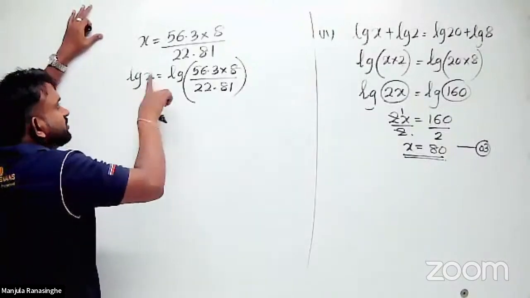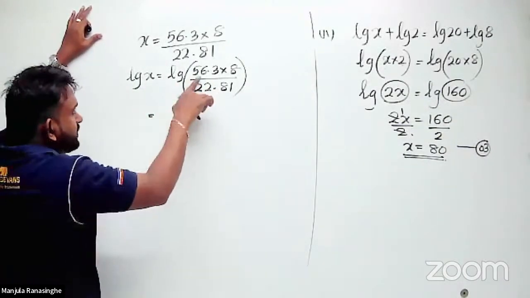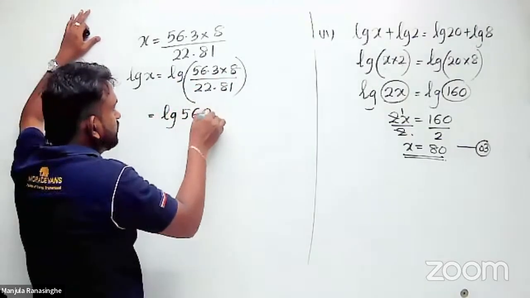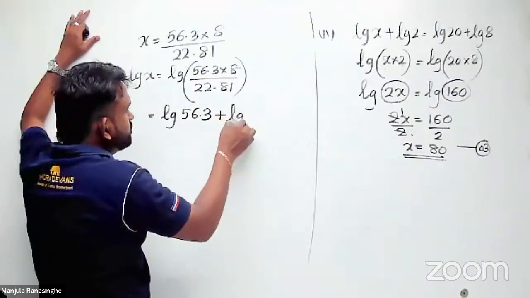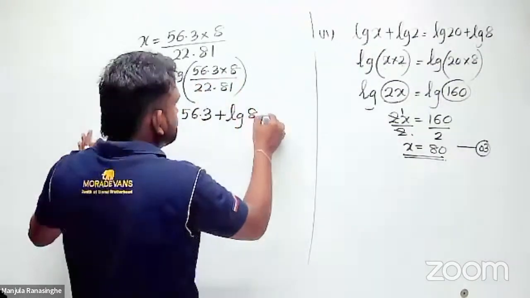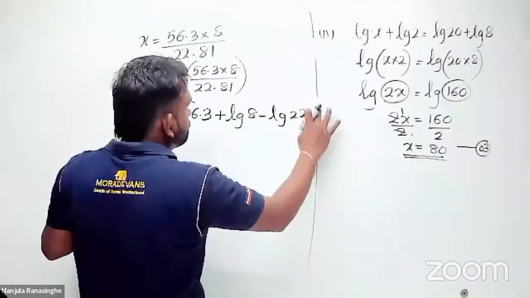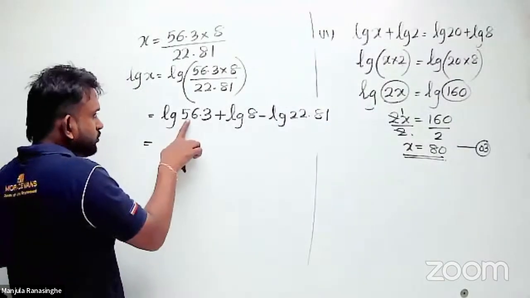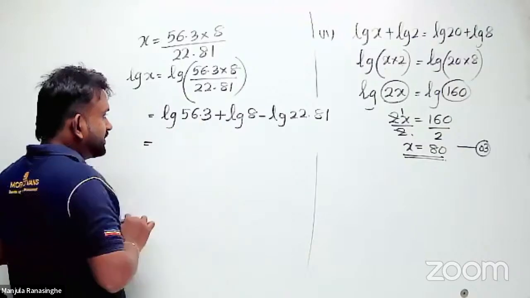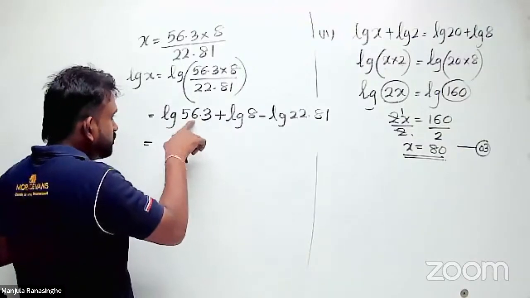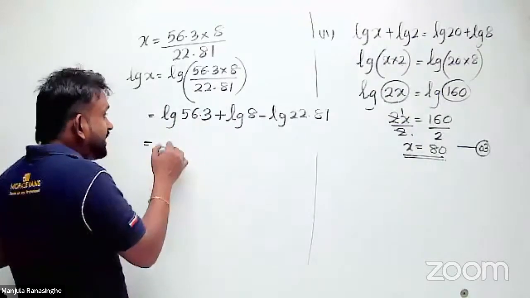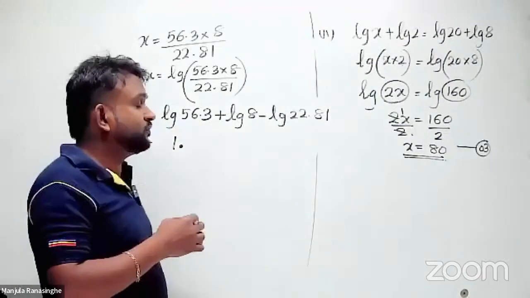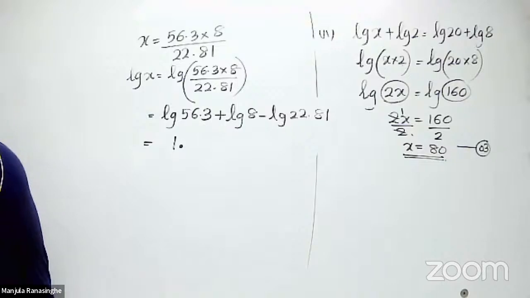Now on the right side, you can write the lg of a product as the addition of lgs: lg 56.3, multiplication means addition, lg 8, division means subtraction, lg 22.81. For the simplification, you have to take the lg value of each one. First, you find the characteristic. 56 has 2 digits, then the characteristic is 1 less than that, so the characteristic is 1. You take the value of 56.3 with use of the logarithm table.